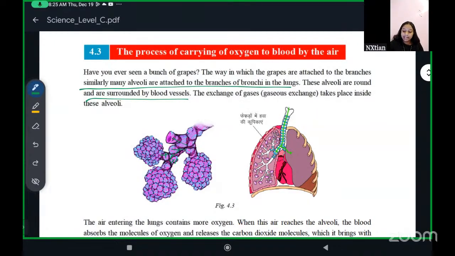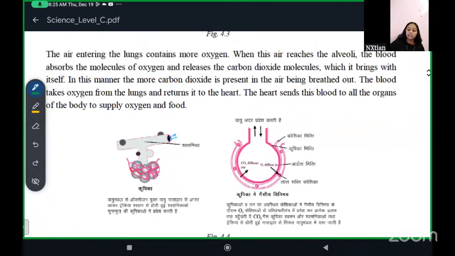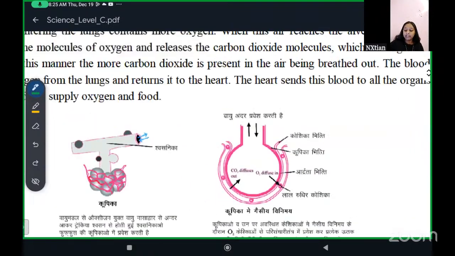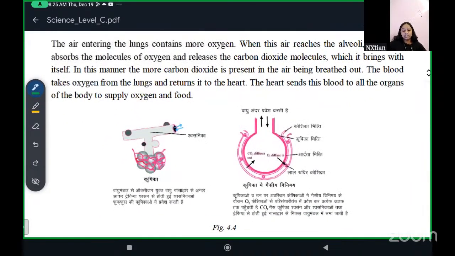The exchange of gases takes place inside the alveoli. This is the gaseous exchange diagram. The air entering the lungs contains more oxygen. When this air reaches the alveoli, the blood absorbs the molecules of oxygen and releases the carbon dioxide molecules, which it brings with itself. In this manner, more carbon dioxide is present in the air being breathed out.